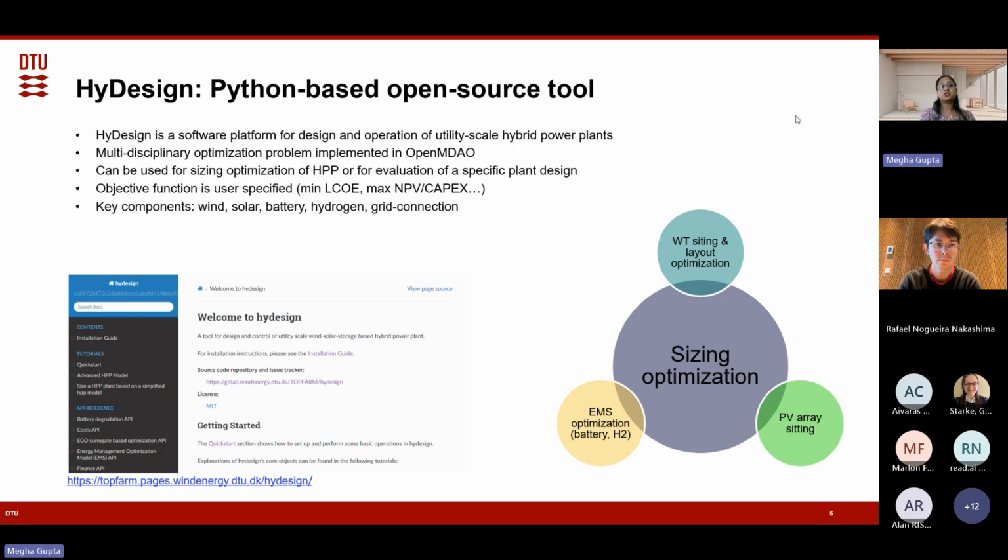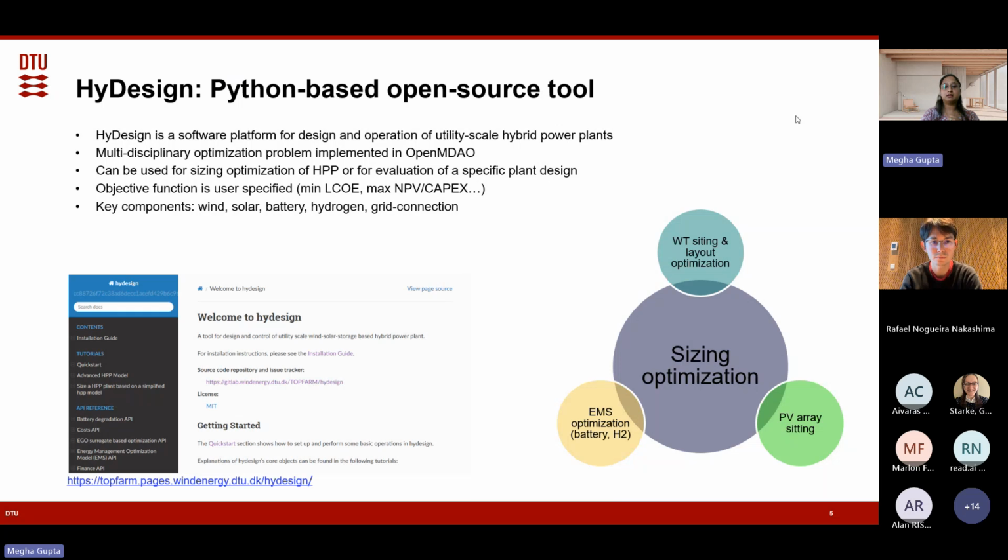And the objective function which we can choose here is that either we can minimize the levelized cost of energy or we can maximize the NPV over capex. NPV over capex is an indicator of the profitability of the plant, where the net present value is normalized with respect to the capital investment. And as I just explained in the previous figure, the key components that we are considering are wind, solar, battery, hydrogen, grid connection, and also we can design a plant which is off grid, islanded with zero grid connection, and maybe having a Power-to-X facility so that we have some off taker for the electricity produced.